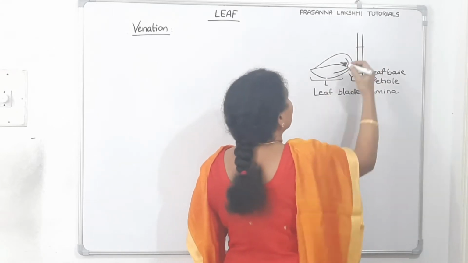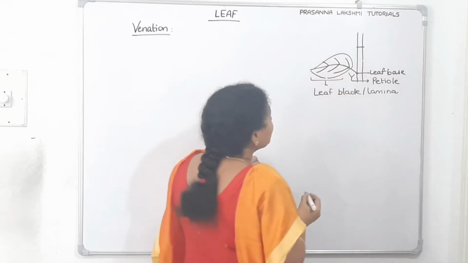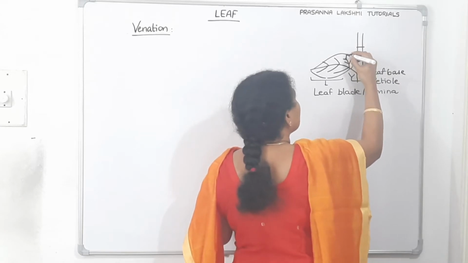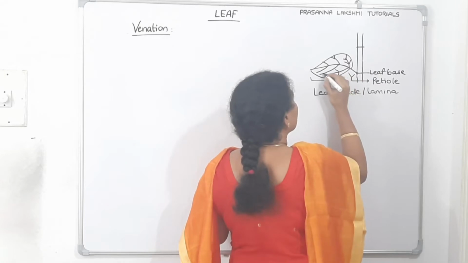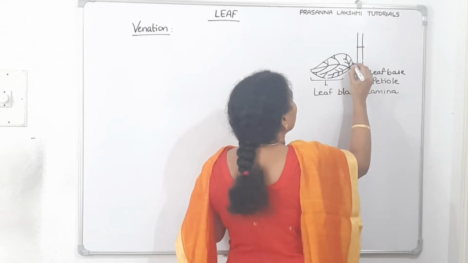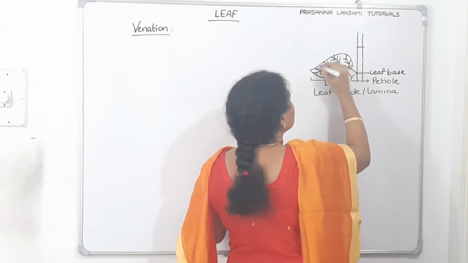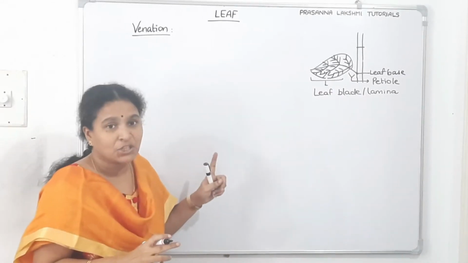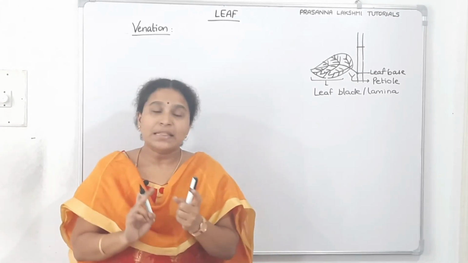So, these are primary veins. Now, these primary veins will further split to make secondary veins. The primary veins are further splitting to make secondary veins, and these secondary veins are further splitting to make a network, veinlets we will call them. Now, this network of veins arranged on the lamina is called venation. So, what is venation? It is the arrangement of veins and veinlets in the lamina.